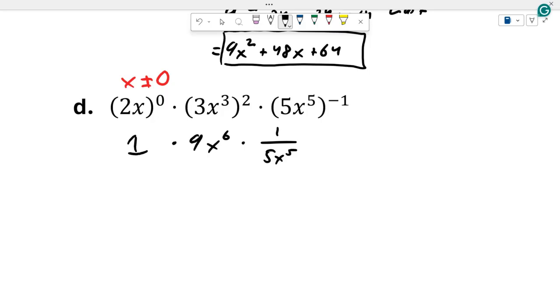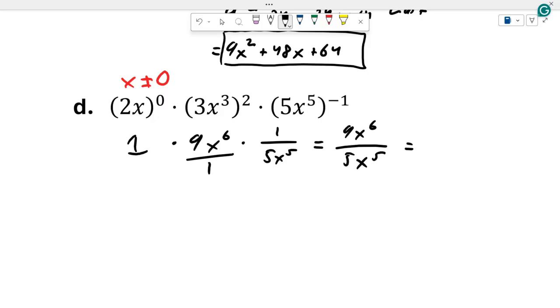All right, so this is just one big product. So we just multiply everything. Multiplying by 1 doesn't change anything, so that first term is kind of meaningless. And then I've got 9x to the 6th times 1 over 5x to the 5th. So this 9x to the 6th is over 1. And so we're essentially multiplying fractions here. So I have 9x to the 6th times 1, which is just 9x to the 6th. And then in my denominator, I have 1 times 5x to the 5th, which gives me this.